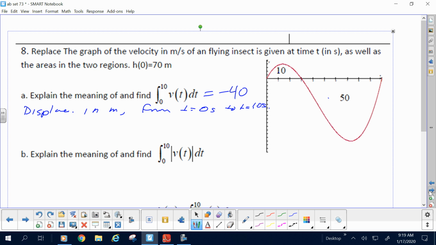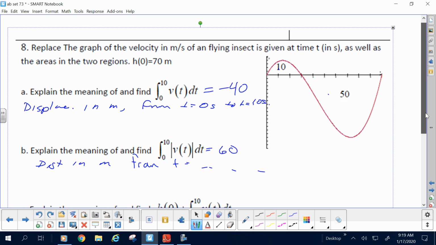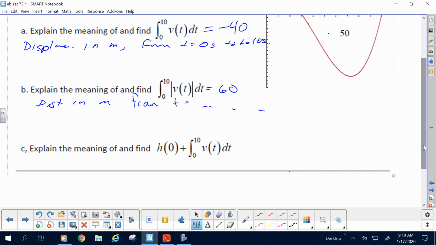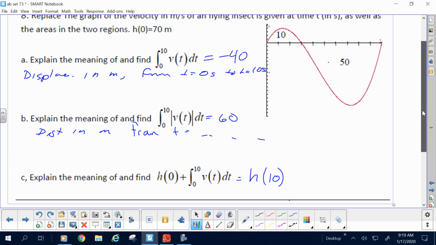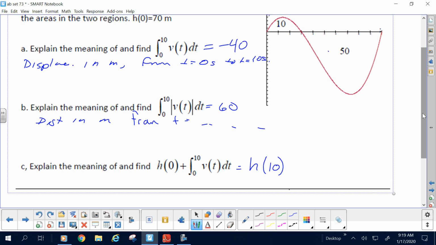All right, this is 60, and it's the distance in meters from time 0 to time 10. What's the last thing? Height at time 0 plus change in height gives height at time 10. That's the position at time 10. Initial plus change gives you the final. If the initial was 70 and the change was negative 40, then you should have said 30, and this is the height in meters at time 10 seconds.